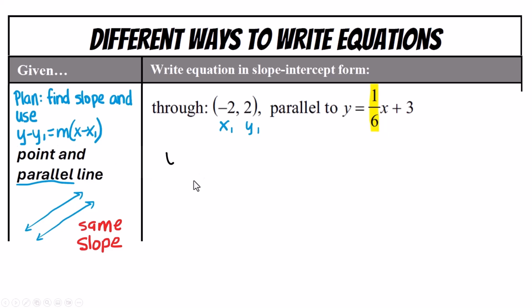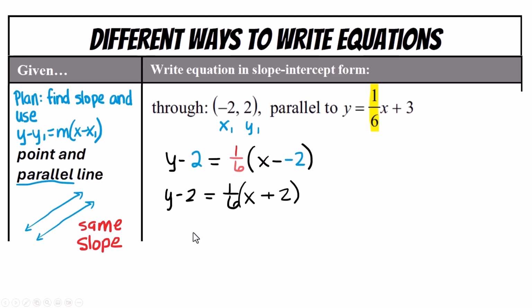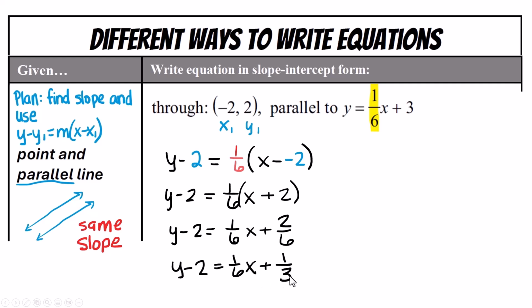Using the point slope formula and filling in everything I've got, y minus +2 equals 1/6 times x minus a -2. Got a double negative thing happening there, so that's going to change to a plus. Going to do the distributive property right now. 1/6 times x is 1/6 x, and 1/6 times 2 is 2/6. 2/6 is going to reduce to 1/3.